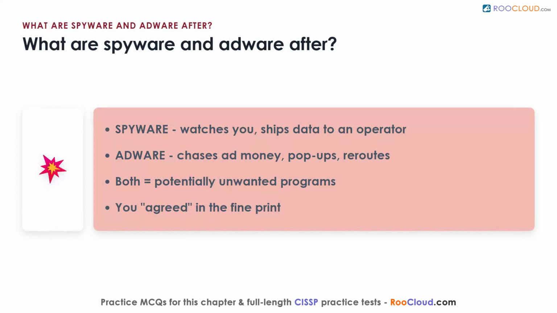What are spyware and adware after? Both interfere with how you use your machine, but for different ends. Spyware watches your activity and quietly reports it to a remote operator. It might wait for you to log into a bank, then ship your username and password straight to the attacker. Adware, by contrast, is chasing advertising money. Mild versions just push pop-ups, while nastier ones track your shopping and reroute you to competitors.